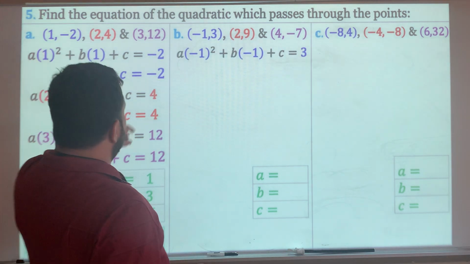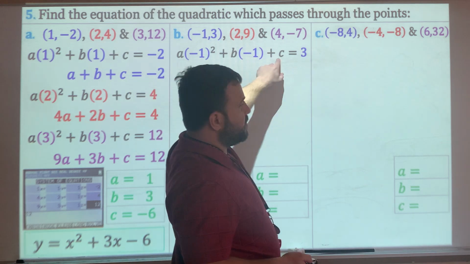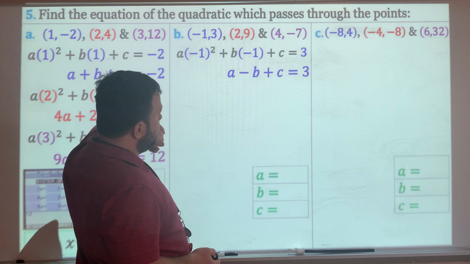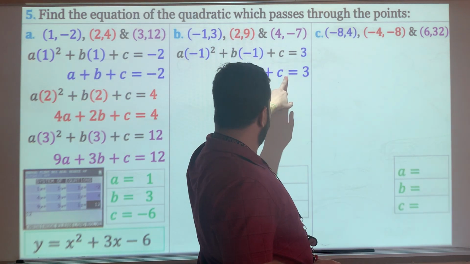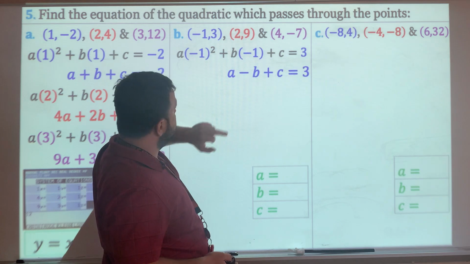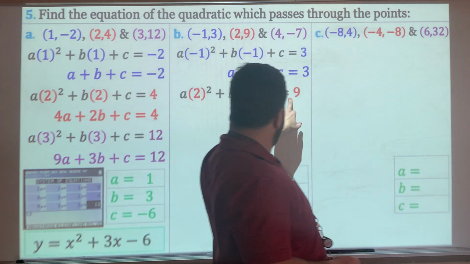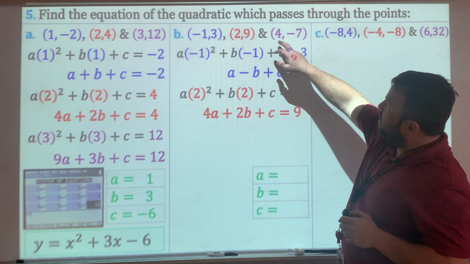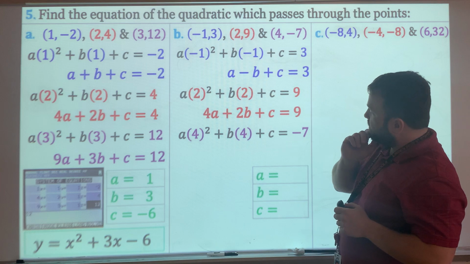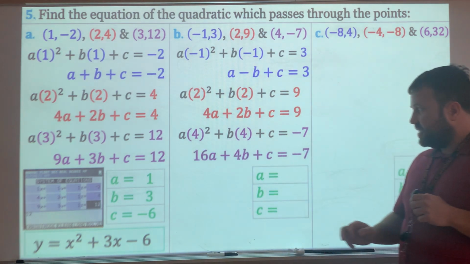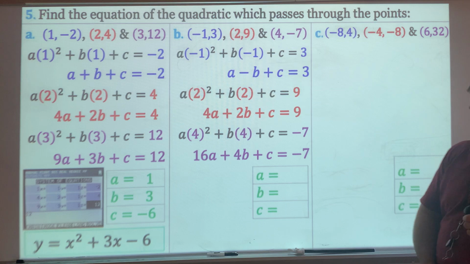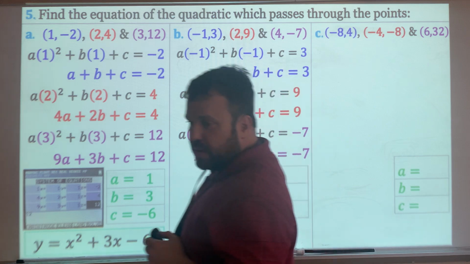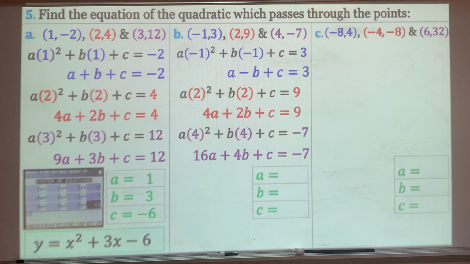All right, a times -1 squared plus b times -1 plus c equals 3. So a minus b plus c equals 3. Second one, a times 2 squared plus b times 2 plus c equals 9. You get 4a plus 2b plus c equals 9. A times 4 squared plus b times 4 plus c equals -7, so 16a plus 4b plus c equals -7. You're going to take these 3 things, plug them into your equation, and solve.